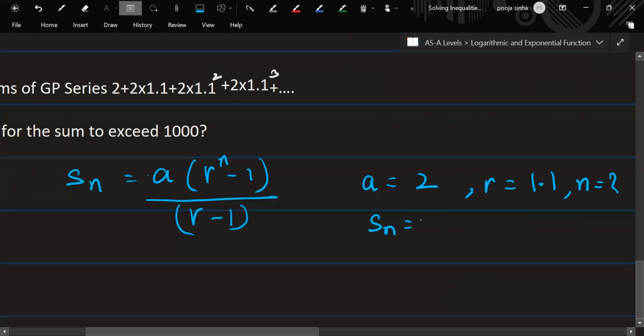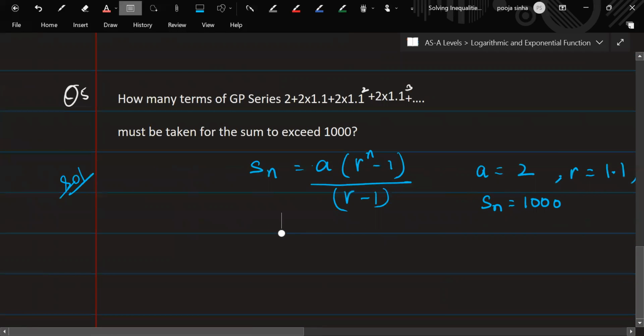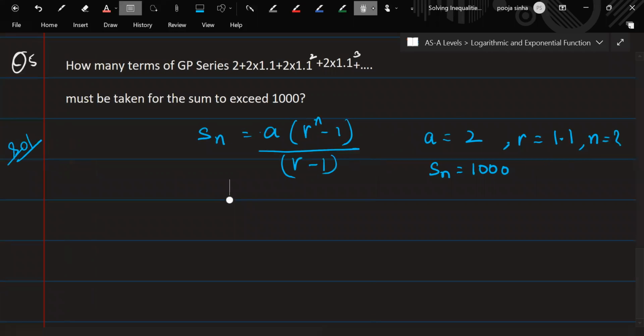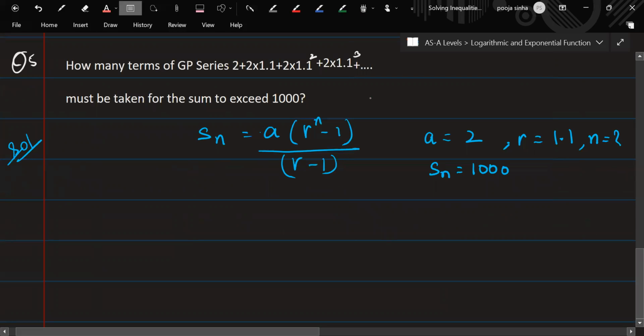So to reach 1000, can we find out first how many terms would be needed? So let's calculate with Sn equal to 1000. The greater than sign we will handle later. Then whatever value of n we get, we will say in the final answer that n has to be greater than this number. Got it? Okay, so figure out now.